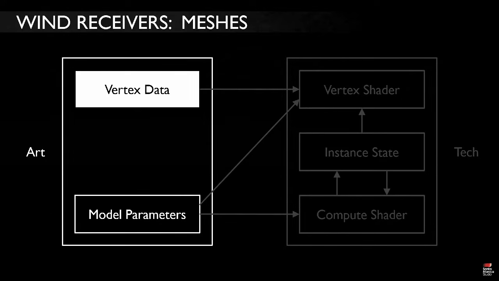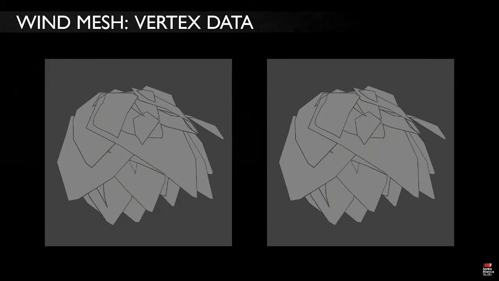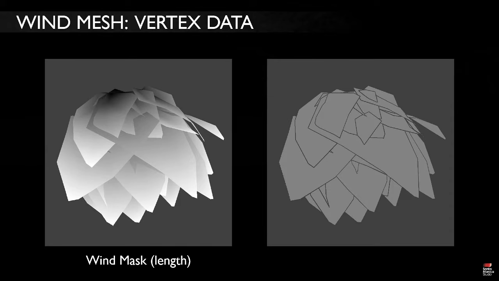Now we're going to go over each of these. We'll start with the vertex data. We use 4 floats to store 2 data values. The first float is for the wind mask. This attenuates the movement due to wind, and it's usually a gradient from 0 to 1, representing the normalized distance to the root vertices, the verts that don't move.